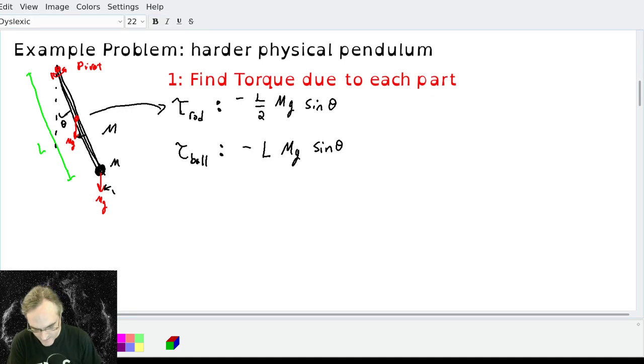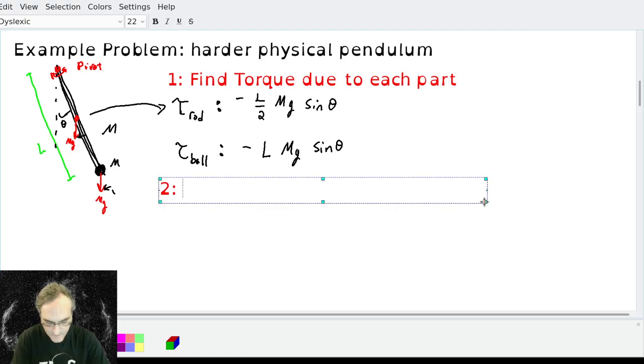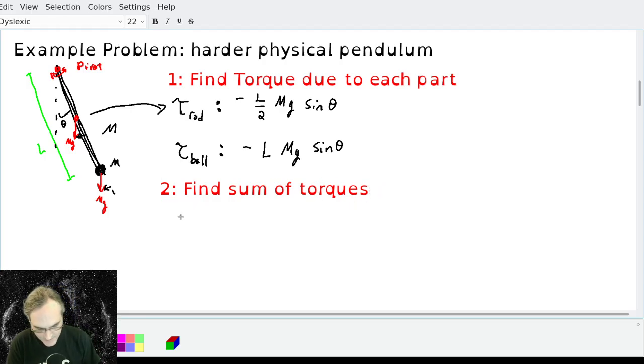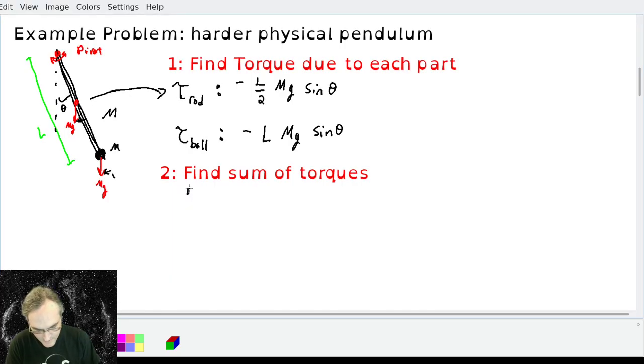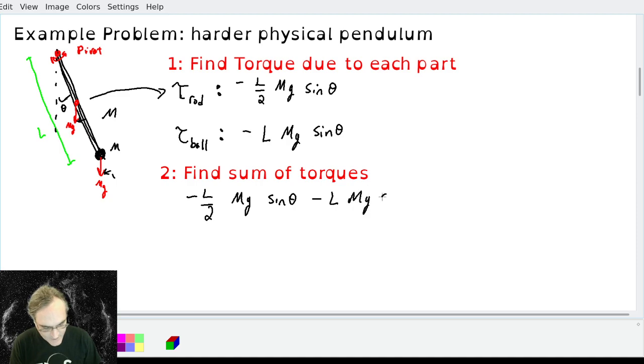Alright, now that we have that, we need to find the sum of the torques. Okay, that's pretty easy. We've got a minus L over 2 mg sine theta, and we've got a minus L mg sine theta, and all of that will be equal to I times alpha.